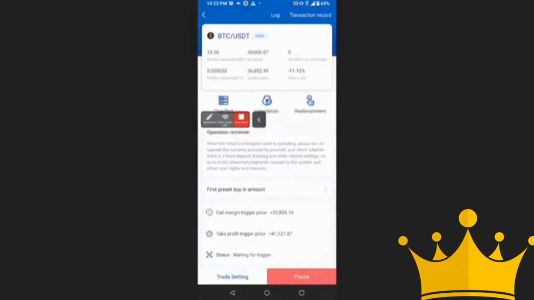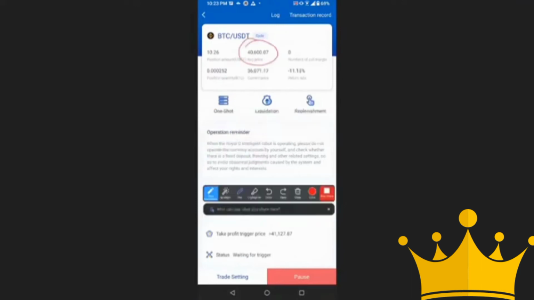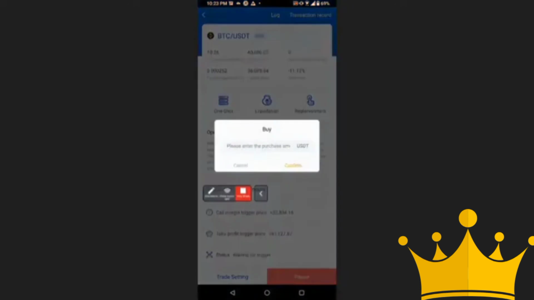Or let's say, another demo, guys. I want to do a dollar cost average now because it never did the calls, so I want to intervene myself and top up some funds. Can you see the replenish button over here? So I click on replenish. Look at this, guys. My entry price up here is 40,600, correct? I bought for $10.26.